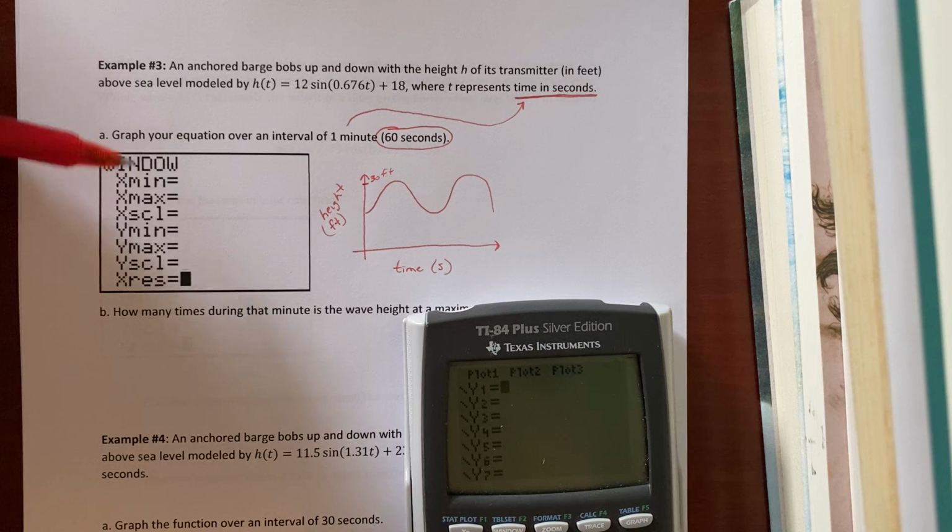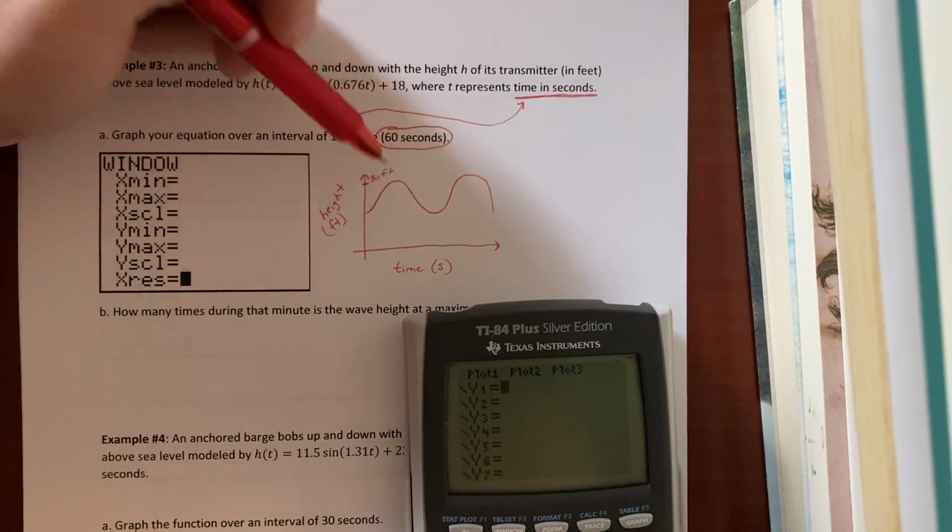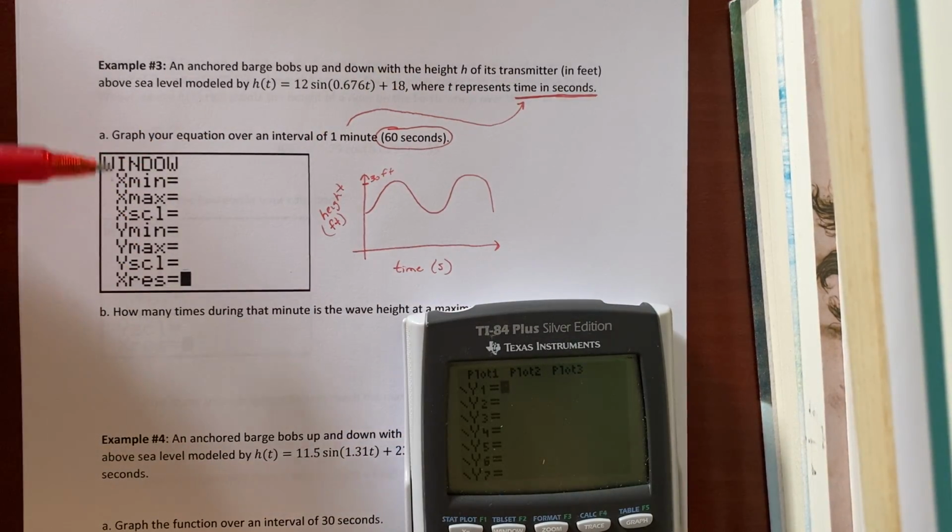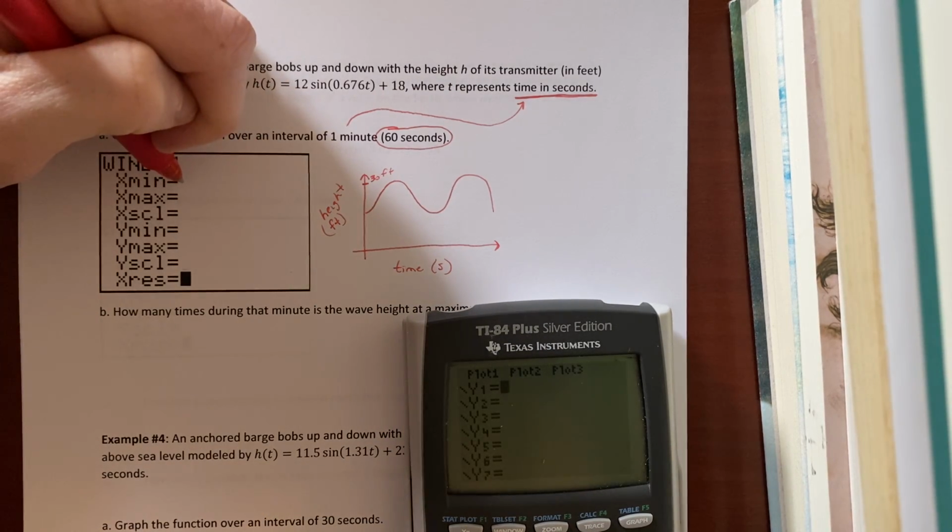But worst case scenario, you plug in some numbers here, you make it in your calculator, and it doesn't fit, like your sine wave function is off of your window, you just have to go back and readjust this. This is not set in stone. You can change this.